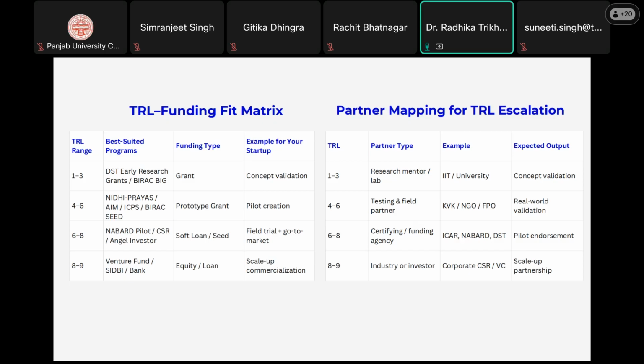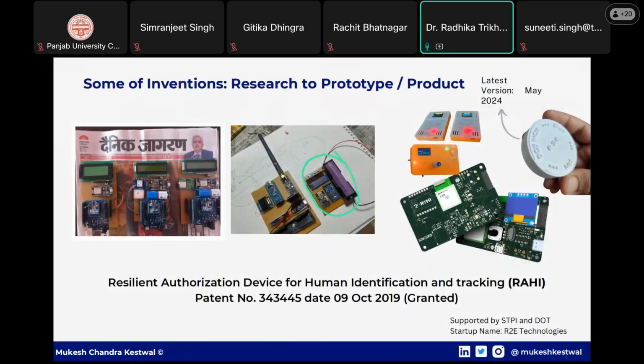So this I have done from the agri-tech startup point of view. If you are going to start an agriculture-related startup, how are you going to do the mapping for the grants and partners? This is a few of the examples.